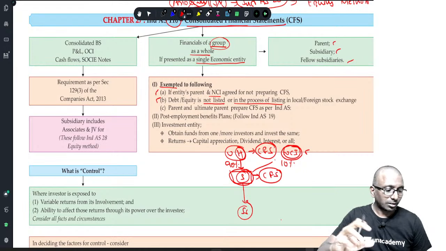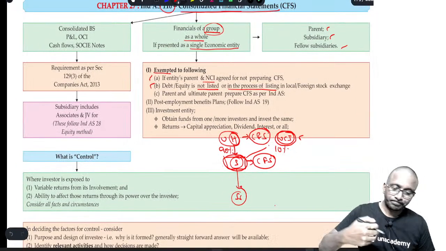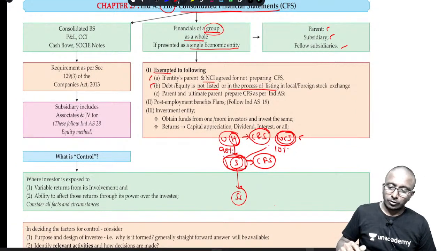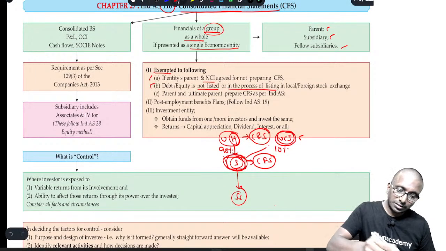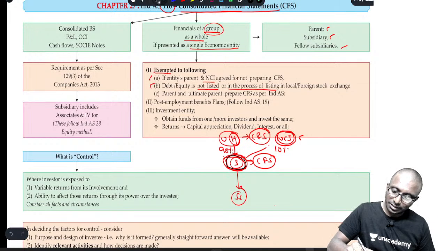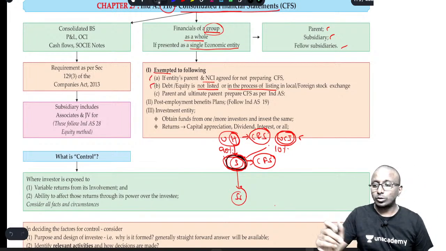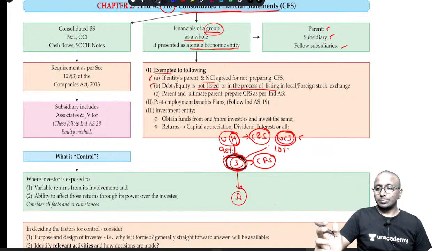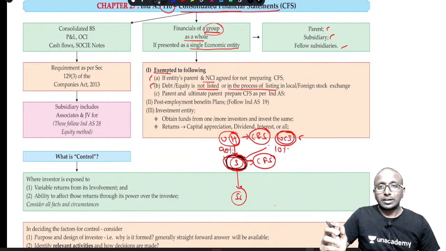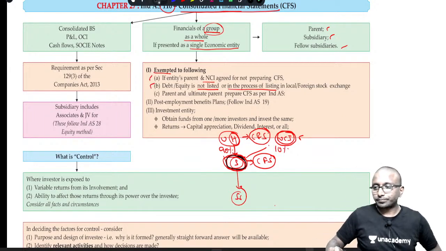Due to some technical issue, it was not streaming properly. Fine. Ultimate correct. I told you S company can get the exemption subject to conditions. What is the subject to condition? The conditions are very simple.